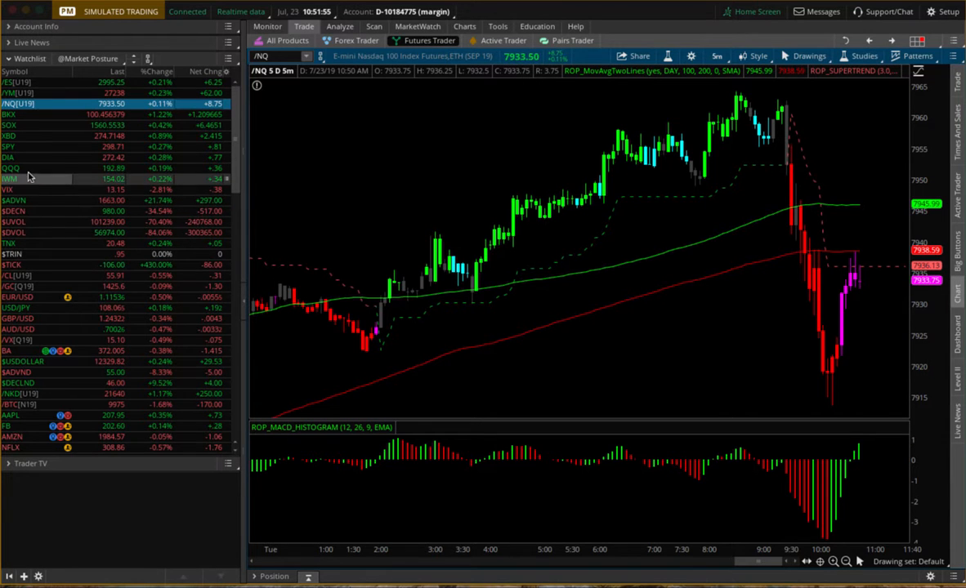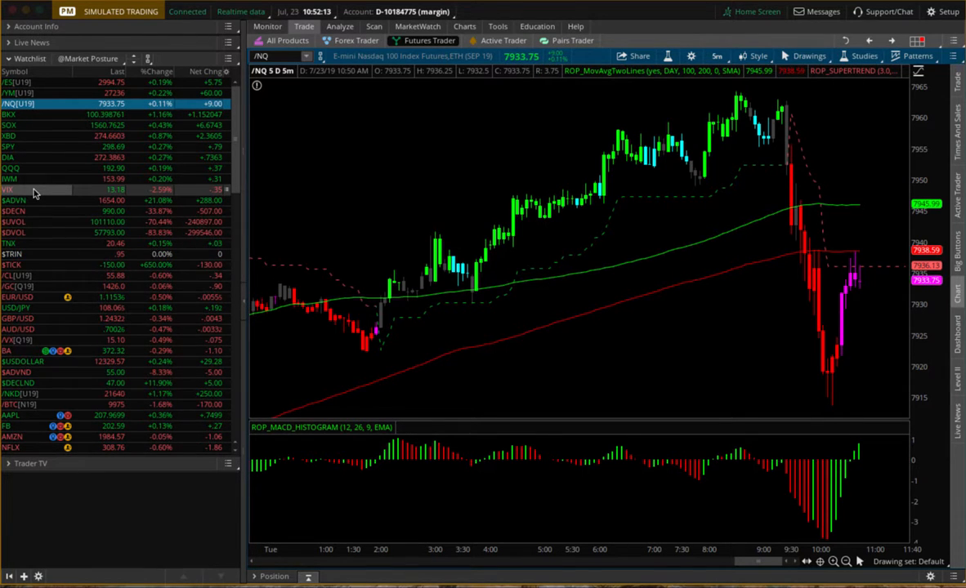Then we go down to the rest of the review for the internals. First, there was the VIX. The VIX was called the Fear Index, right? So the VIX is down 2.59%, which means fear is down 2.5%. That's the way we read that.